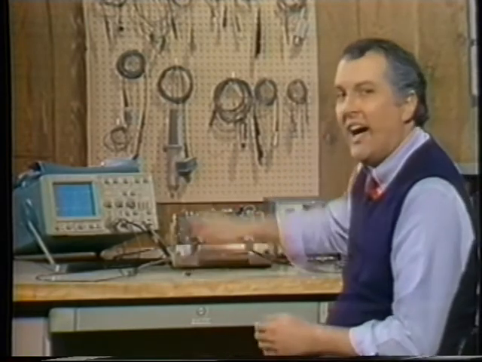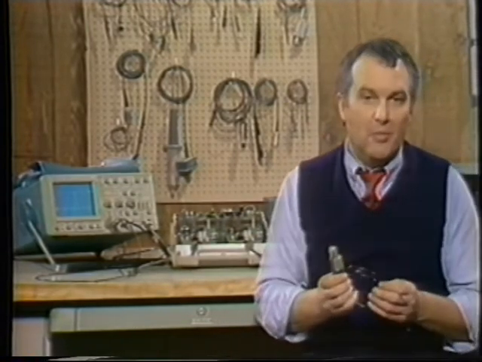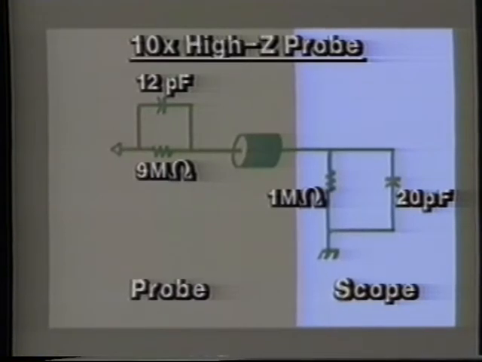Why will an attenuating probe work at higher frequencies than a 1x probe? Take a 10x high Z or high impedance probe, for example. It consists of a 9 megohm tip with a 12 pF shunting capacitor working through a cable into the 1 megohm resistance and 20 pF capacitance typical of a scope input.